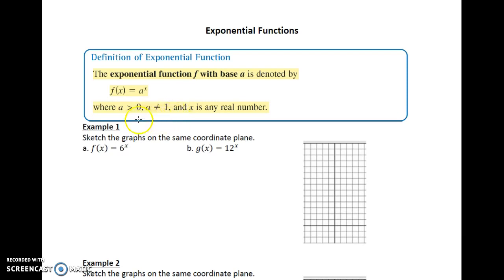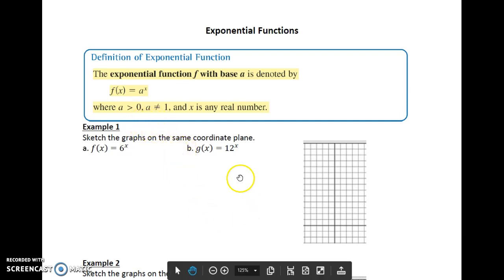The reason for that is, well, just think about what happens if this base is 1. Then you have 1 to the x power. Well, 1 to the first power is 1. 1 squared is still 1. 1 cubed is still 1. If we allow that base to be equal to 1, we're simply going to have a linear function. It's not of any interest to us, which is why we're not allowing that.